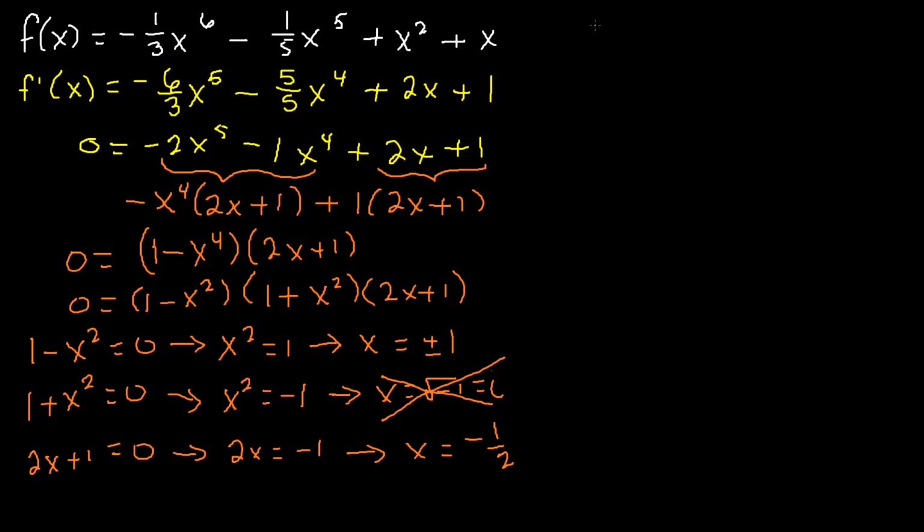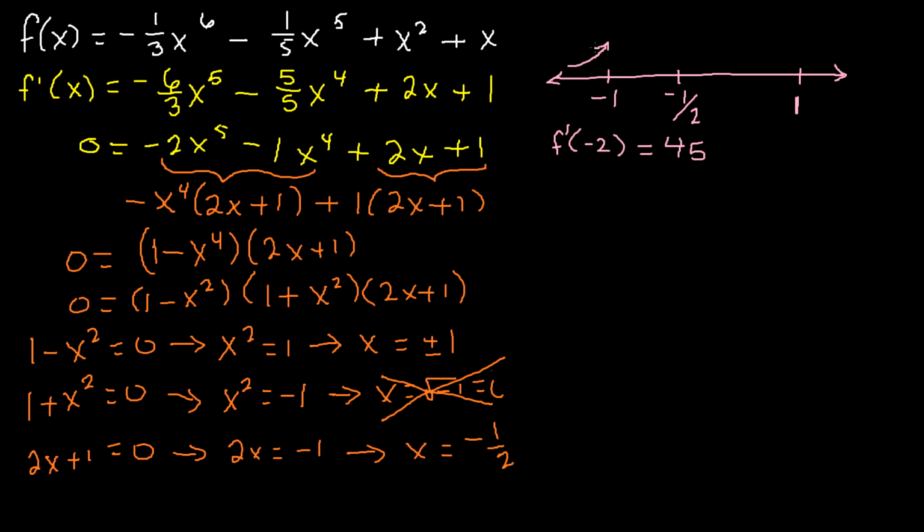So what I'm going to do is draw a number line again. It doesn't have to be super accurate. It's just more for you to figure out what's going on. So I'm going to use a point before -1. You probably guessed it. I'm going to use -2, which means it's positive, which means this graph is going to go up, which means that -1 is a maximum.